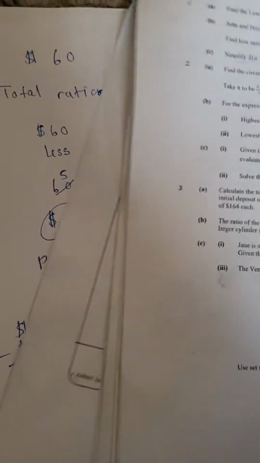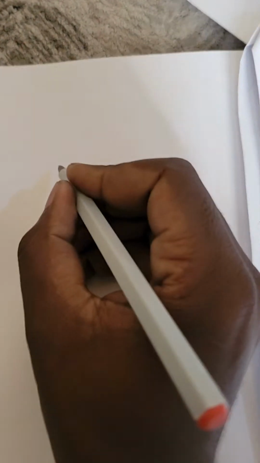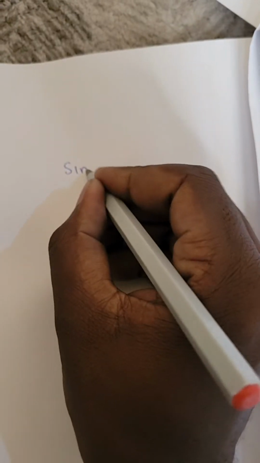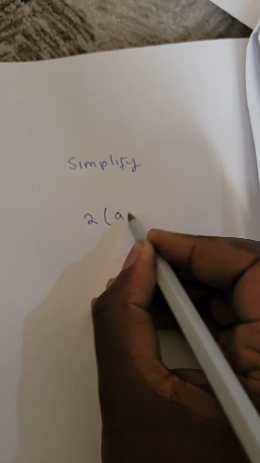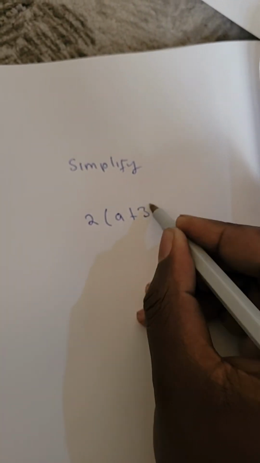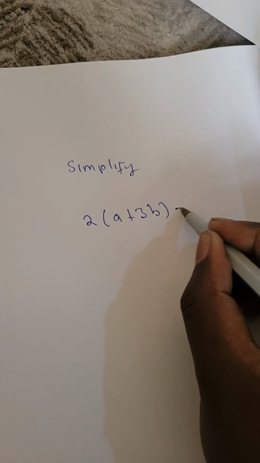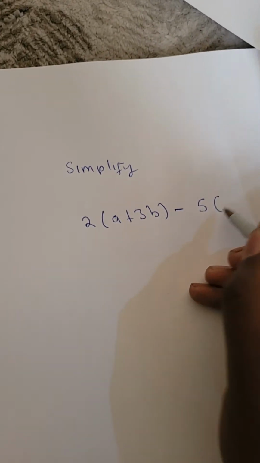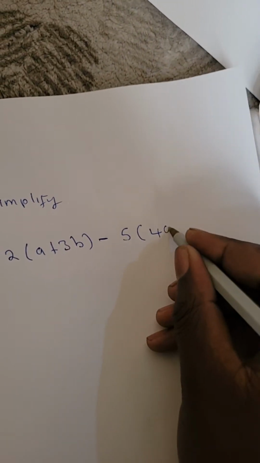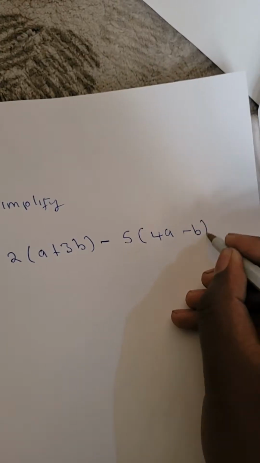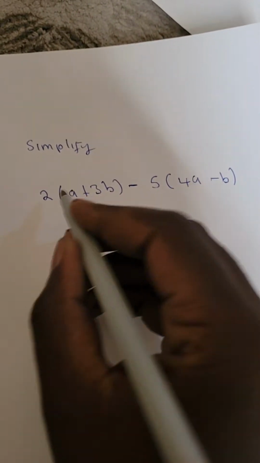Okay, I want to simplify this one. Let me take another sheet of paper. Okay, so we are going to simplify 2 open bracket a plus 3b minus 5 close bracket 4a minus b. Okay, so let's simplify.